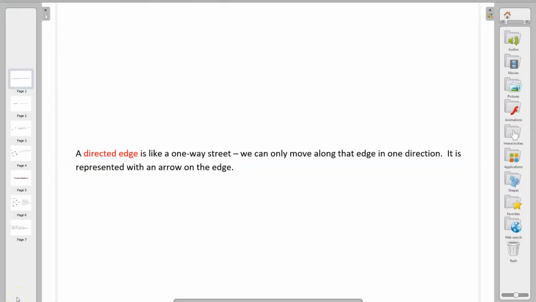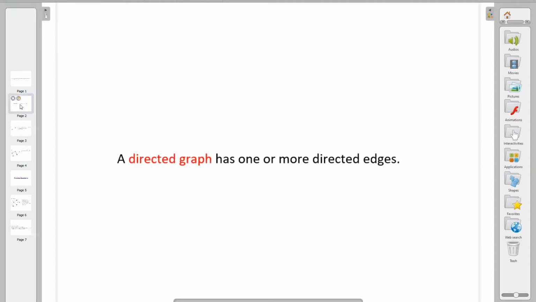In this lesson, we learn about directed graphs. First of all, we're going to start with an explanation of what a directed edge is. A directed edge is like a one-way street. We can only move along that edge in one direction. It's represented with an arrow on the end of an edge. A directed graph has one or more directed edges.